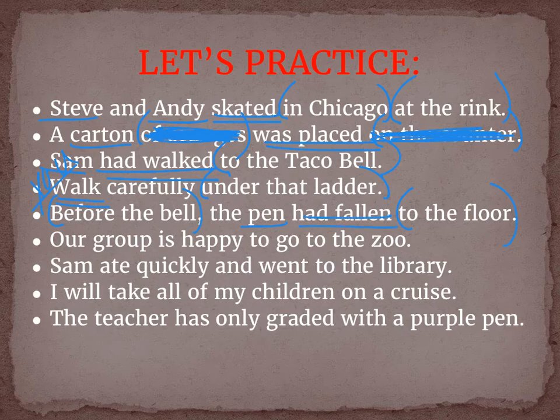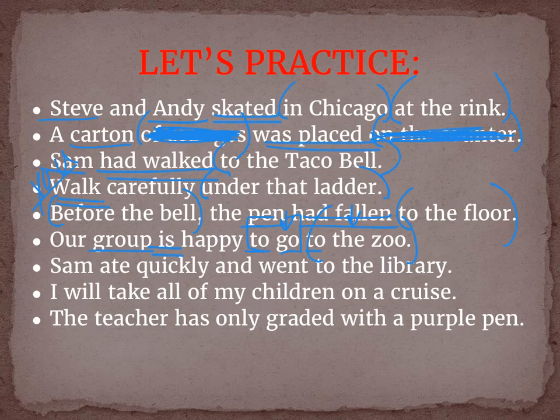Our group is happy to go to the zoo. Well, I see the words to there, and I have to remind myself that to sometimes can be a preposition, and sometimes it can be the beginning of an infinitive. So once again, I look at the word that comes after it. Go is a verb, so to go is an infinitive. But the word the is not a verb, so to the zoo is a prepositional phrase. Remaining is our group is happy. The sentence is about the group. What is the group doing? It's not doing anything. What is the group being? The group is being happy. Which word replaces being? Is the verb.